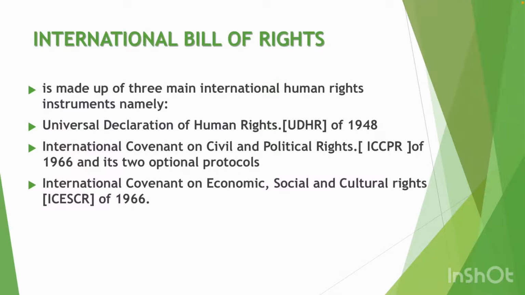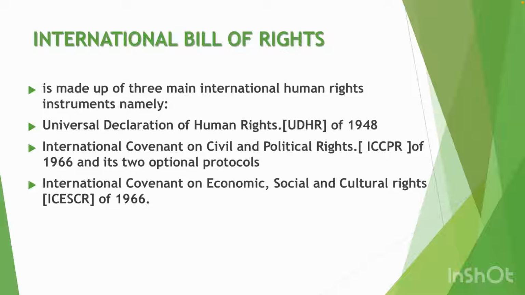This one is made up of three main international human rights instruments, namely the Universal Declaration of Human Rights. You know, when you hear these things, do not be confused. They are just like the Zambian Bill of Rights. Remember, that's just a document, and for us, it's just part of the Constitution that has got the rights. So even these, they are just documents which articulate rights of people, rights of human beings.